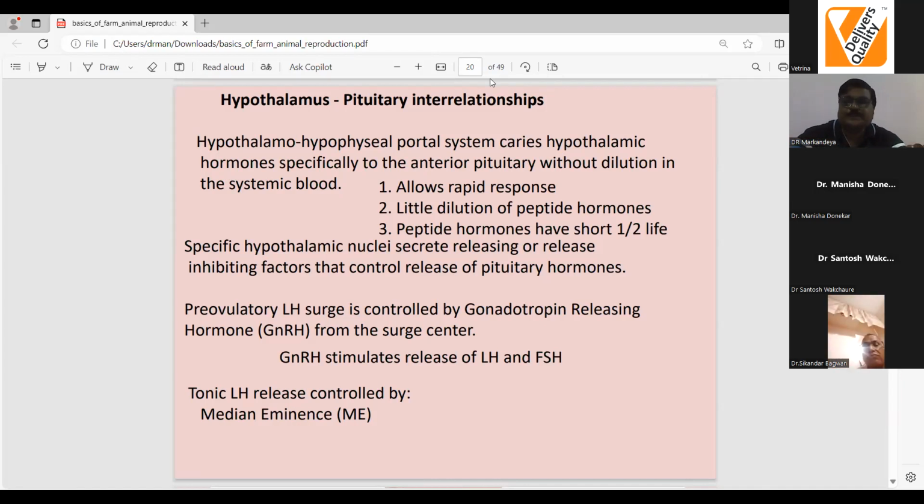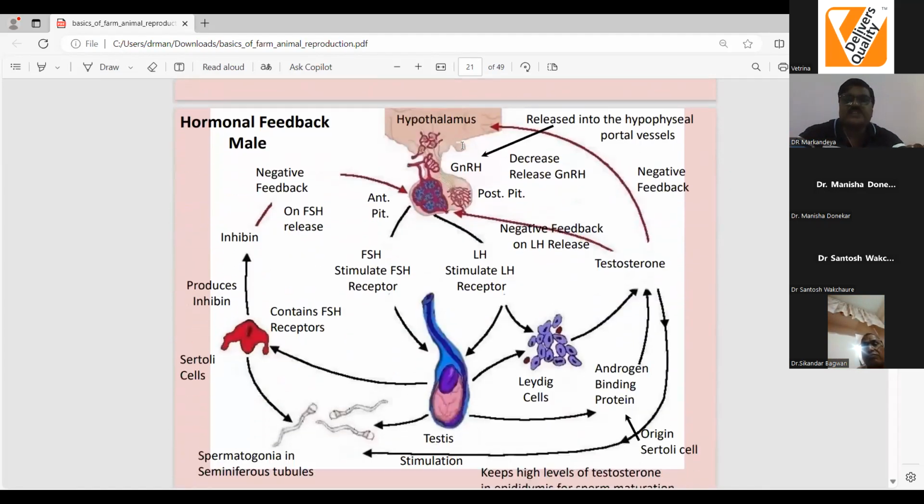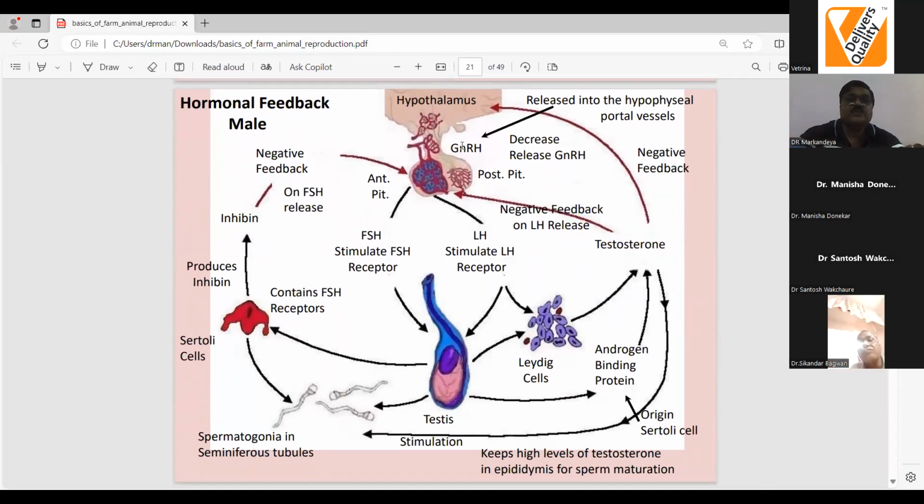Next one. Very important is the feedback. One hormone will increase the level of another hormone, whereas the developed level of that hormone will increase a third one, but it will inhibit the earlier one. So this whole complex is called a feedback mechanism.